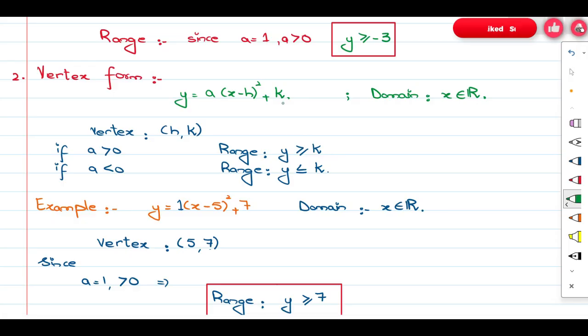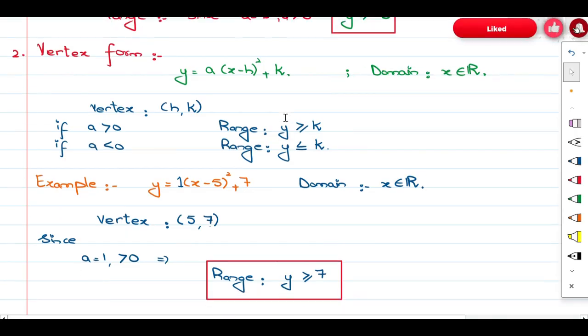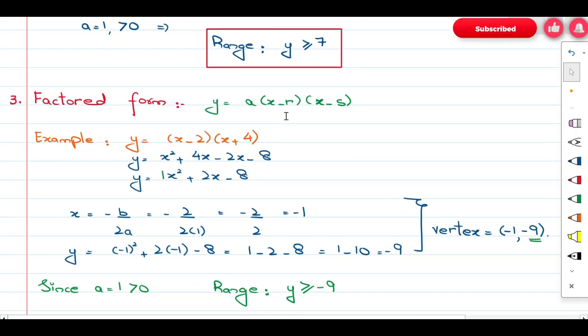Now, when we talk about the vertex form, it is very simple. This is the vertex form. Whenever you have a question, pick the vertex, right? Check your a value. If it is positive, y is greater than or equal to the y coordinate of the vertex. If it is negative, it is less than or equal to the y coordinate of the vertex. And when you are dealing with the factored form, it is better to convert it into standard form and use the same procedure we did in the standard form, right?